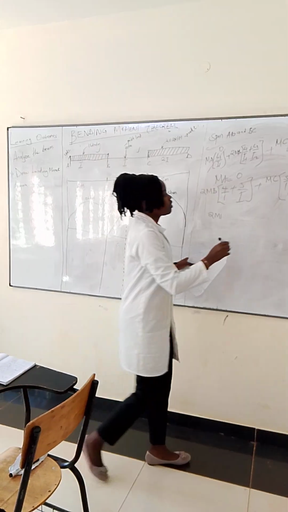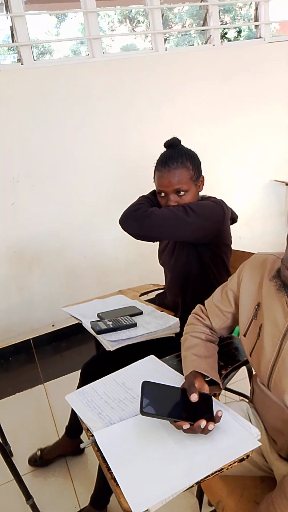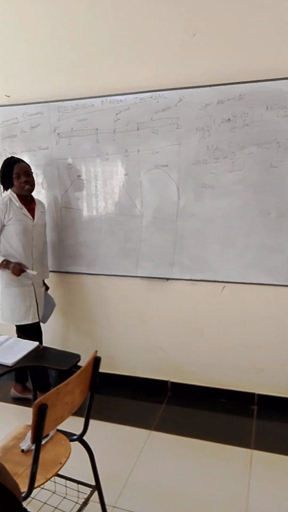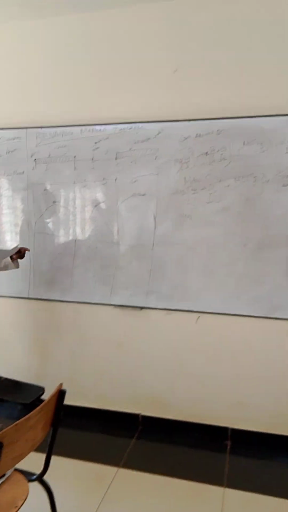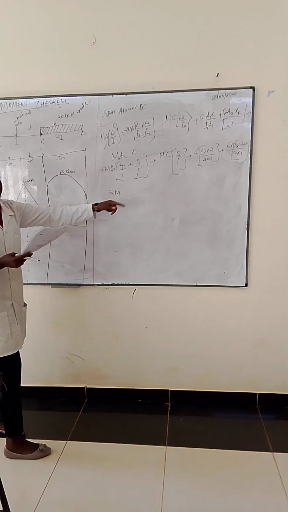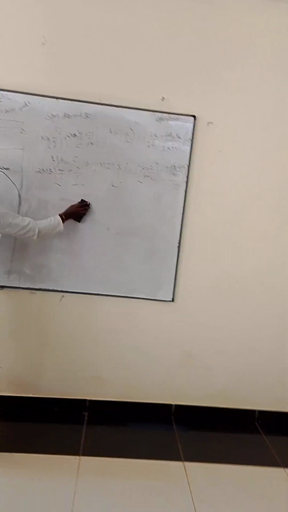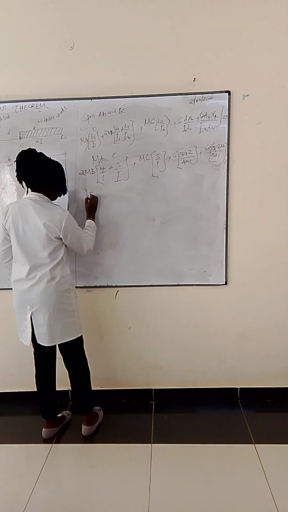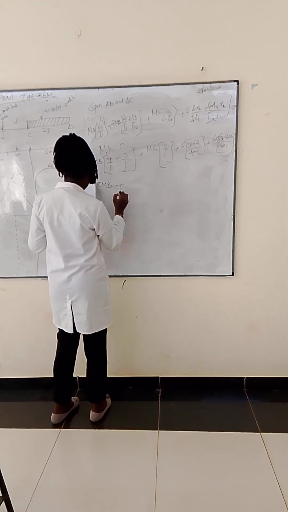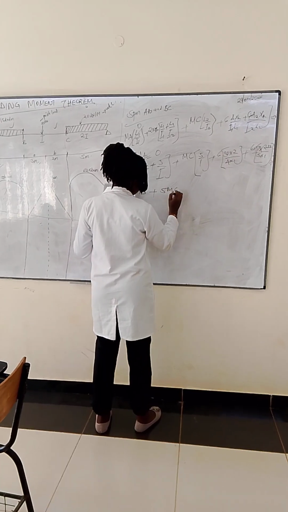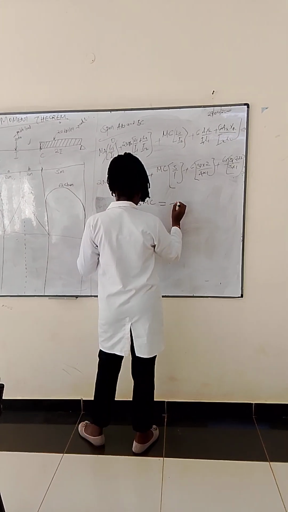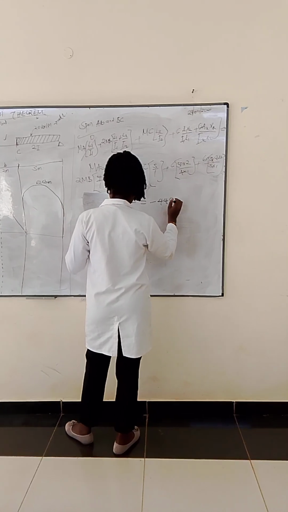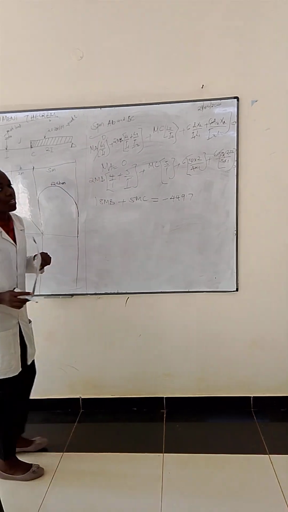To go from span AB and then BC. Are we together? So if you work out this, we will have an equation, and our equation will be 18MB plus 5MC equal to negative 449.7. Are we together up to that?